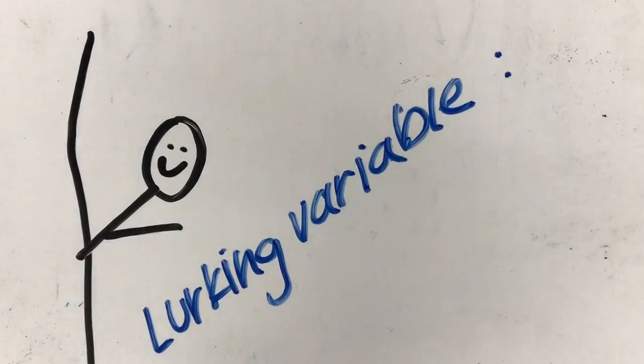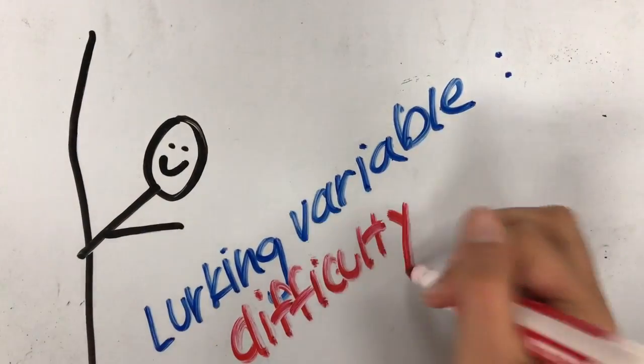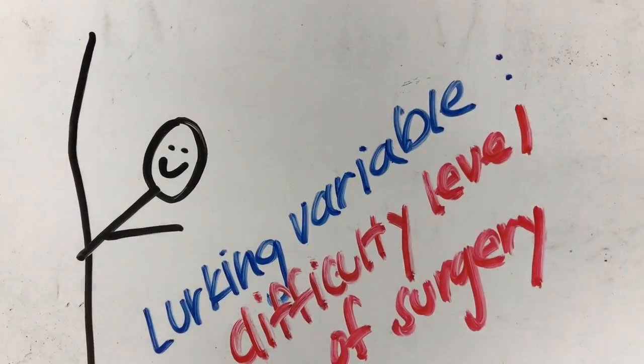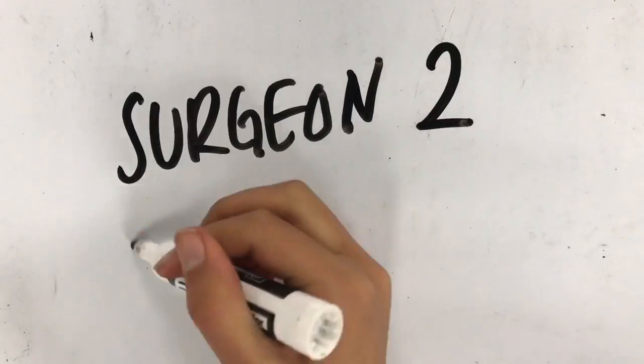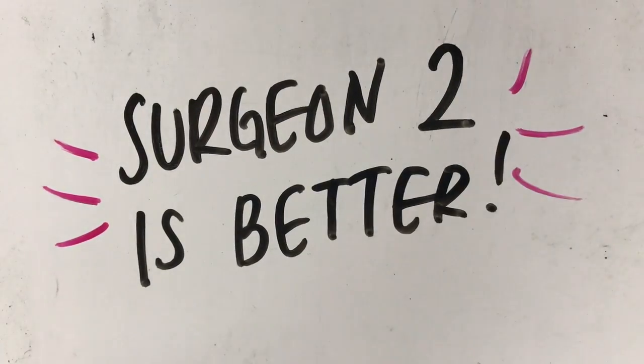This is because there's a lurking variable. A lurking variable is the difficulty of surgery in this case. So, surgeon 2 is better.